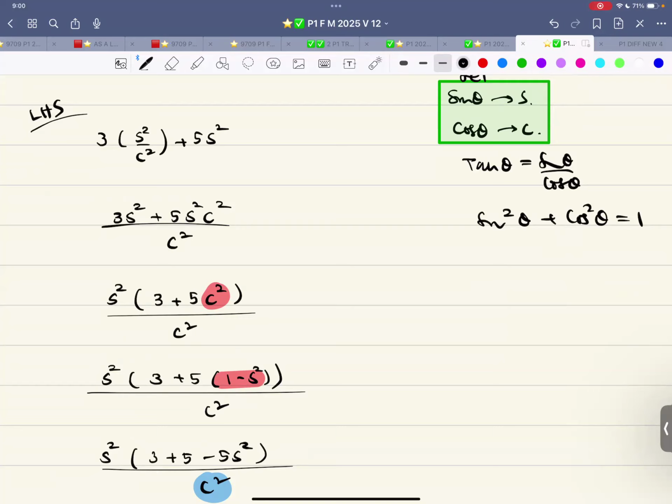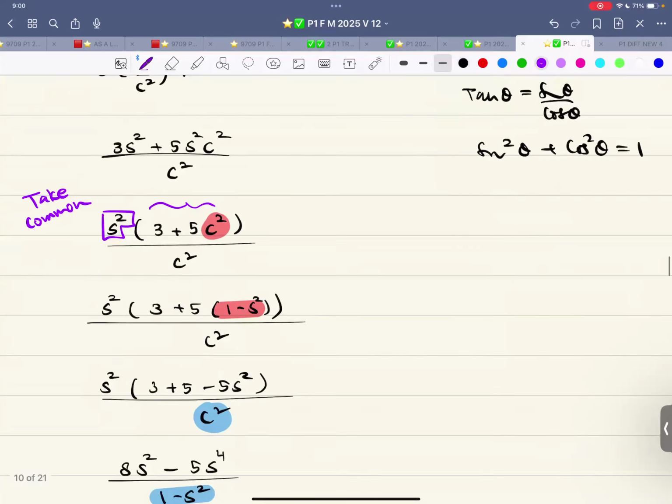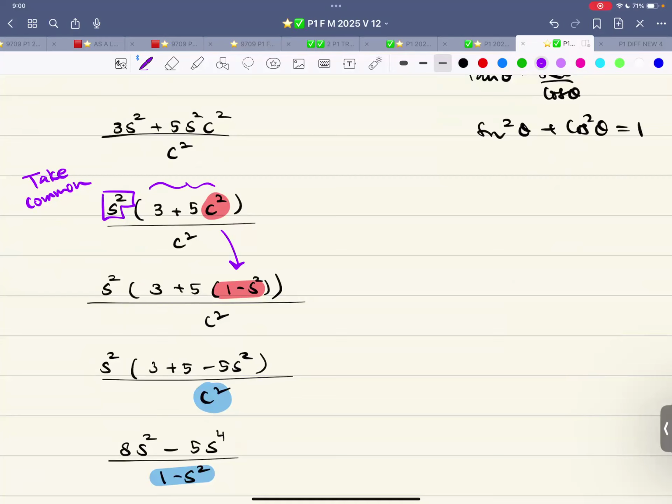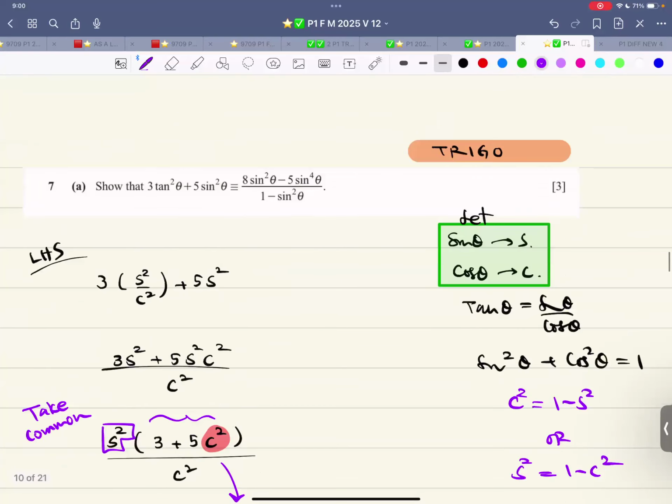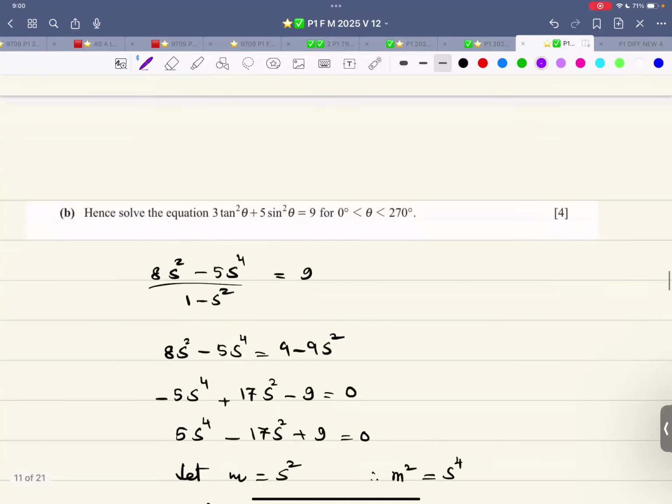Then the first thing that you should do over here is what? Take common factors. Before you proceed, take common as much as possible. So I've taken common and achieved this thing, 3 plus 5 c squared. Now replace c squared as 1 minus s squared. Or in case you need s squared, that is 1 minus c squared. That thing is done. Simplify this. And then at the end, replace cos squared with this, and then you get this. So that was a pretty straightforward thing for 3 marks.